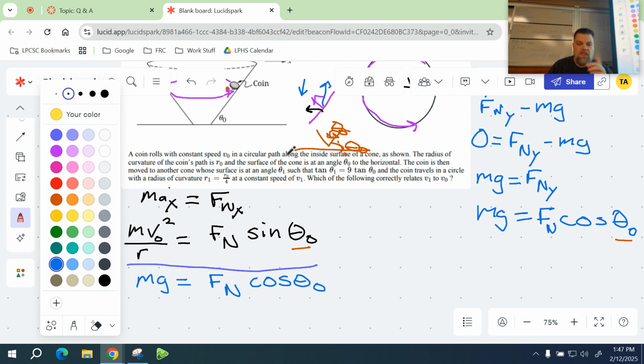Now, this is going to be a little bit of a reminder of your geometry. I don't know if you guys even know this, but sine of theta over cosine of theta equals what? Does anybody know off the top of their head? Yes. Yeah, it's tangent.